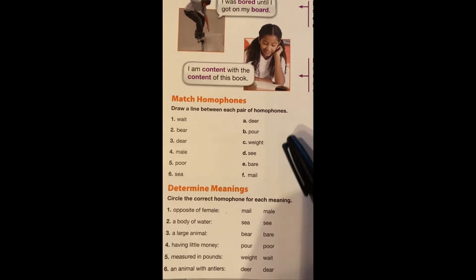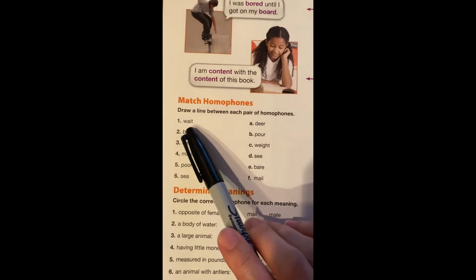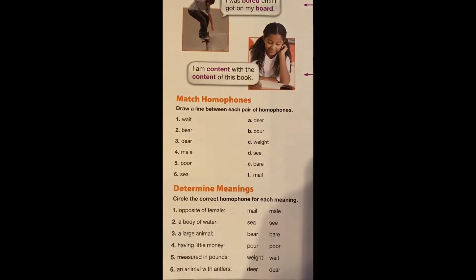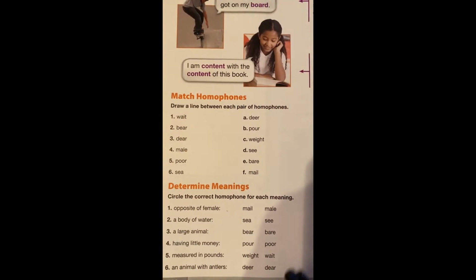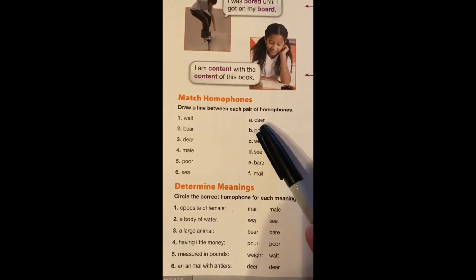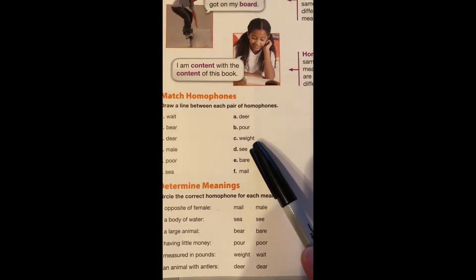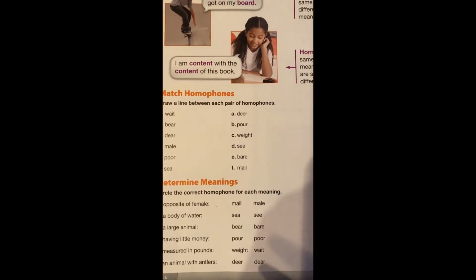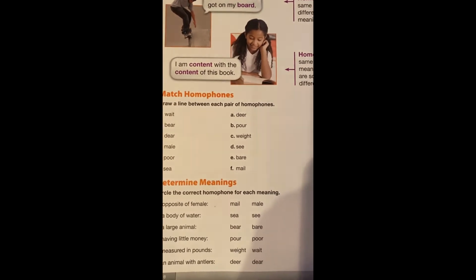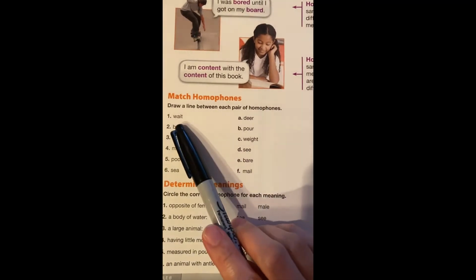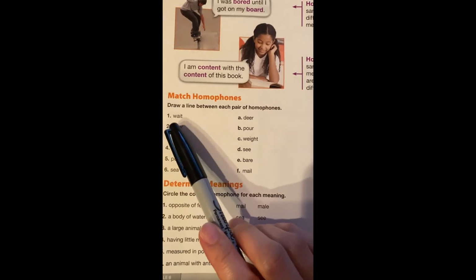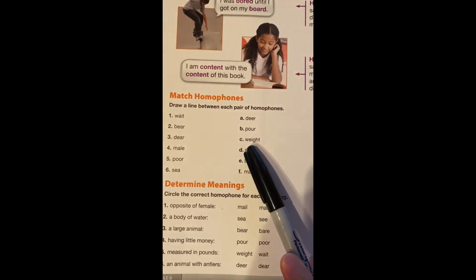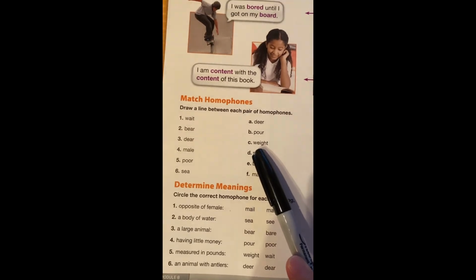Listen as I read the first word aloud. Wait. Now listen as I read aloud the words in the second column. Dear, poor, weight, sea, bear, male. Did you hear another word that sounds like wait? So wait and weight are homophones. Now draw a line between wait and weight on your paper.